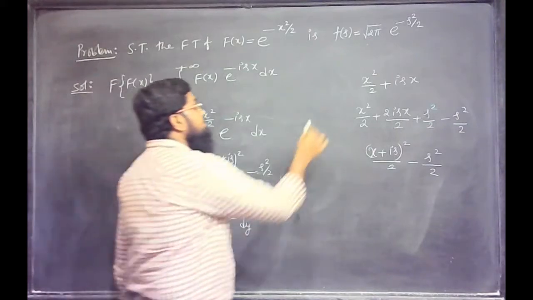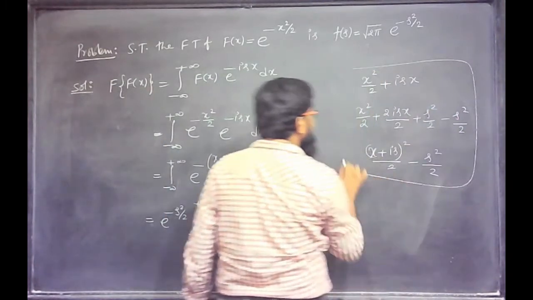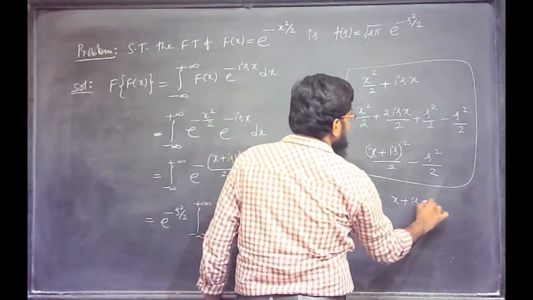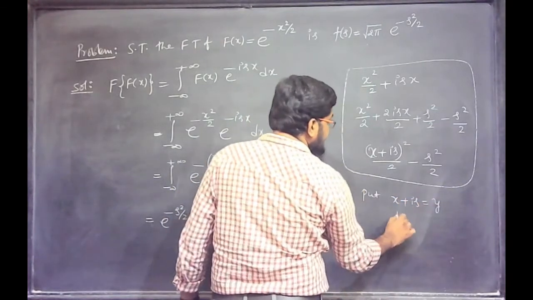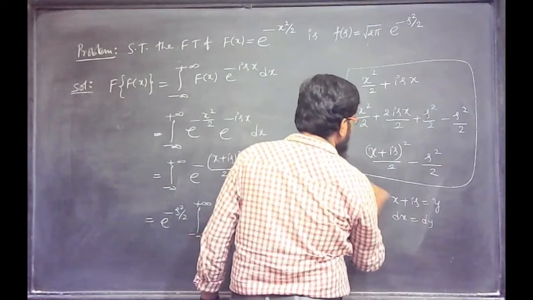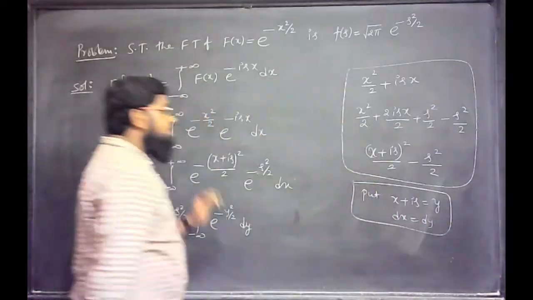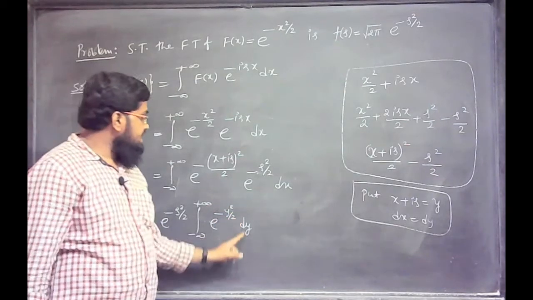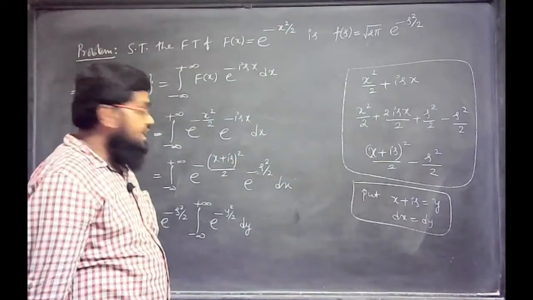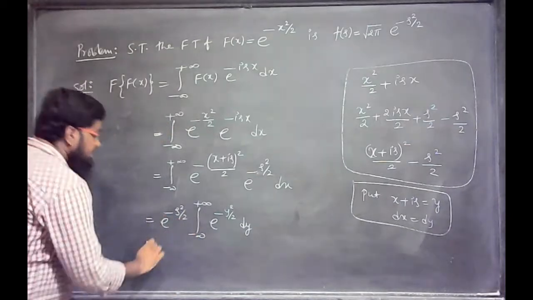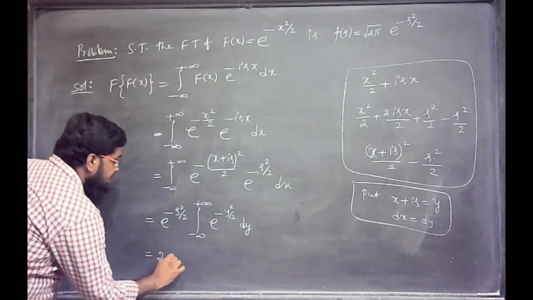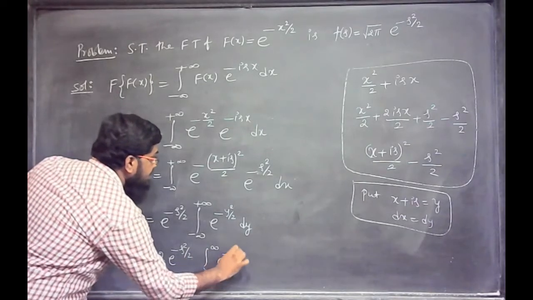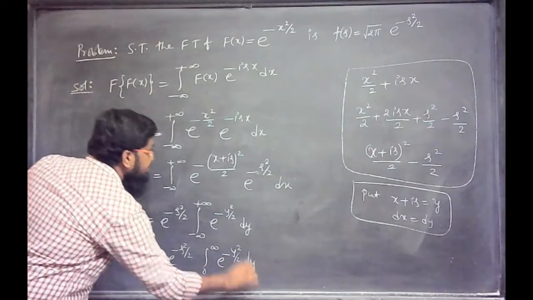What am I doing? This is one bracket to keep. Put x plus is is equal to y, s is a constant, then dx will become dy. Now we need to integrate this e power minus y square by 2. Even this can be written as 2 times e power minus s square by 2, 0 to infinity, e power minus y square by 2 into dy.